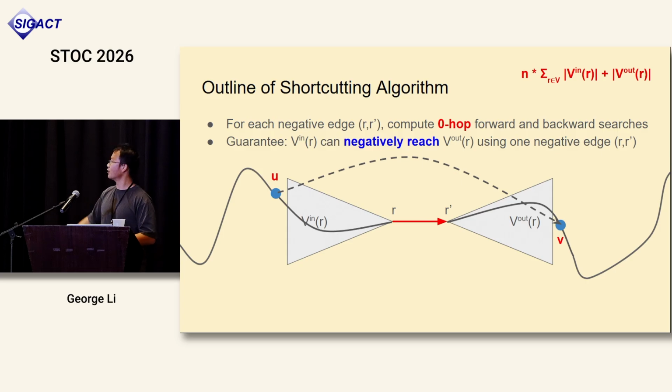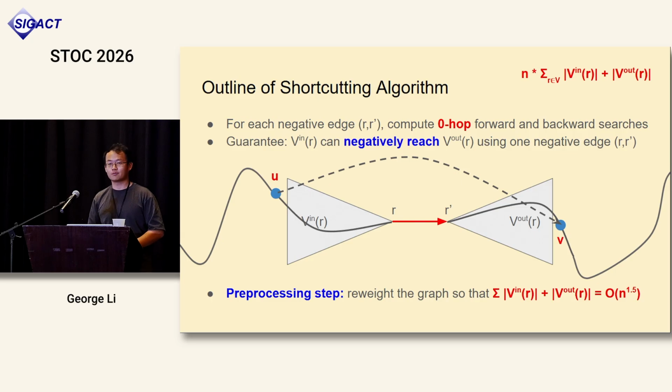So you might be thinking, okay, if all of the search sizes are n, let's say, this runtime is still n cubed. So the final idea to make this all work better and faster than Bellman-Ford time is a pre-processing step. We do some reweighting of the graph to guarantee that in the specific way we do the searches, this total search size is actually n to the 1.5. So with this pre-processing step, we can combine all these parts and get an n to the 2.5 time algorithm.